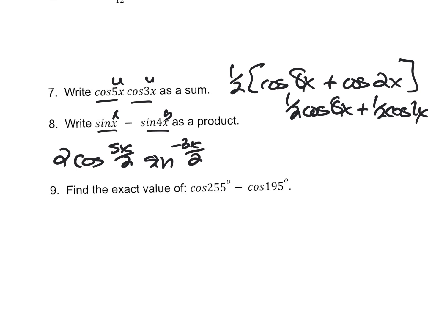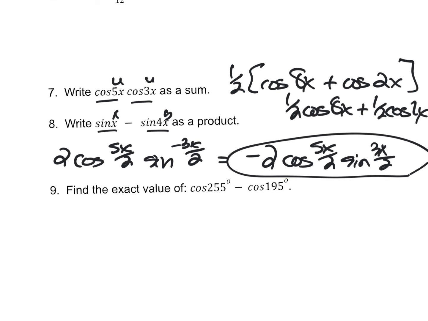Remember, if you have a negative in a cosine, you can just drop it. Negative in the sine, it goes in the front. So we're going to put a negative 2, cosine 5x over 2, sine 3x over 2. Hope that makes some sense. I'm just following the identities on the page.